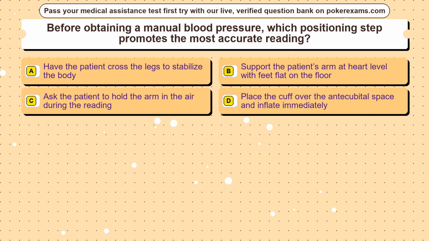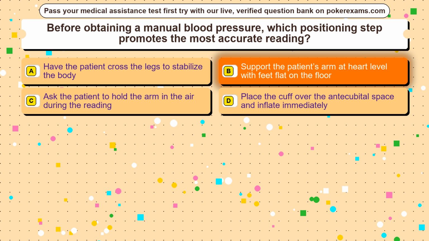Question 98. Before obtaining a manual blood pressure, which positioning step promotes the most accurate reading? Option A, have the patient cross the legs to stabilize the body. Option B, support the patient's arm at heart level with feet flat on the floor. Option C, ask the patient to hold the arm in the air during the reading. Option D, place the cuff over the antecubital space and inflate immediately.